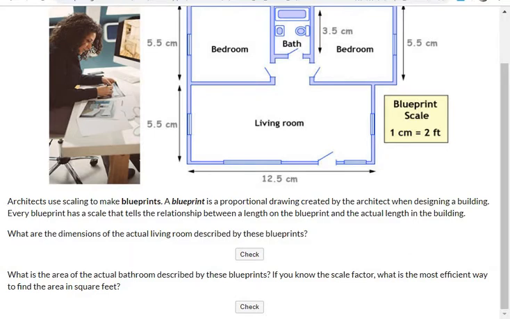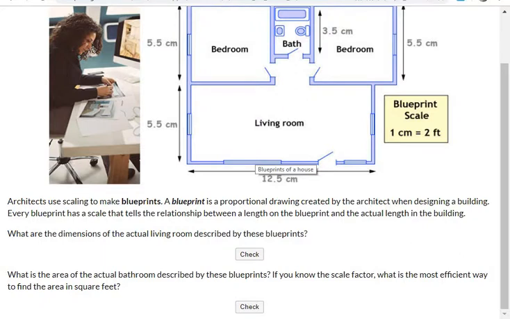And this is number 1 and 2 in your book. Number 1 says they want you to find the dimensions of the actual living room. Well, right now the living room is 12.5 centimeters by 5.5 centimeters. Is that the actual size that it's going to be? No, you can't live in anything that is in centimeters, or it would be a large amount. So that is what they're wanting you to do for number 1, is use your scale to find the actual dimensions.